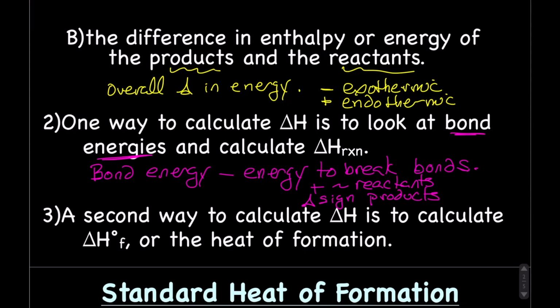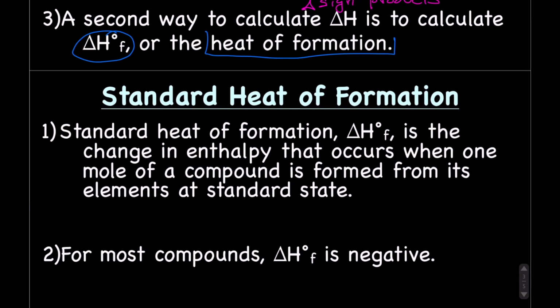A second way to calculate change in enthalpy or delta H is to calculate heat of formation, which we symbolize like that. Standard heat of formation, or delta HF, F for formation, is the change in enthalpy that occurs when 1 mole of a compound is formed from its elements at a standard state. By standard state, it usually means a non-changing state. You can think of it like 1 atm, and it's usually about 25 degrees Celsius. But basically, we're talking about a non-changing state.